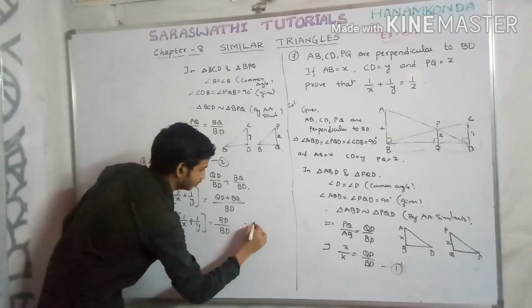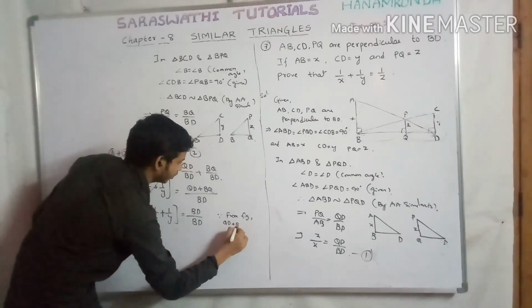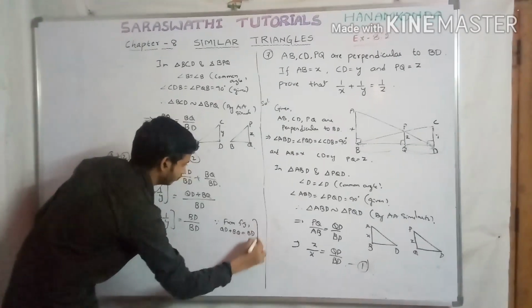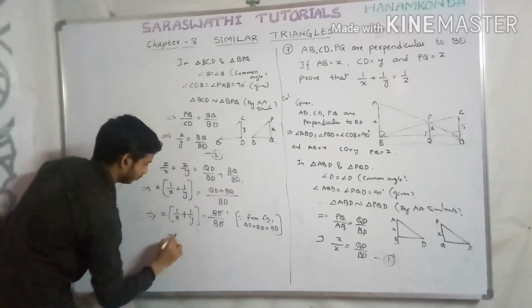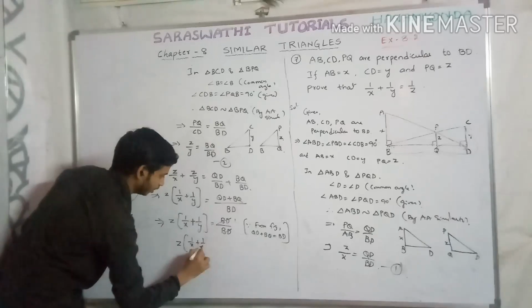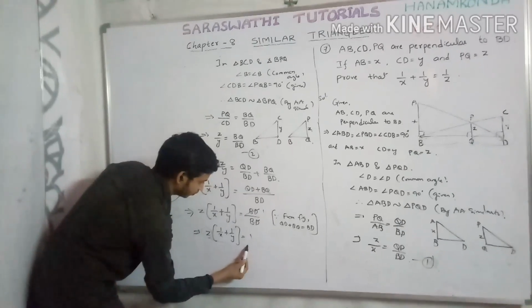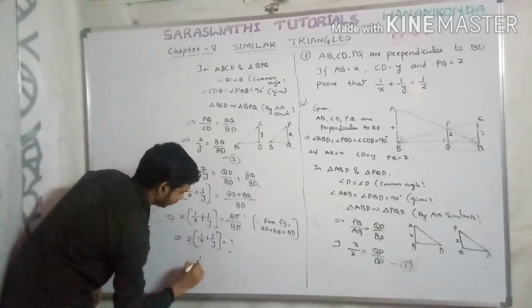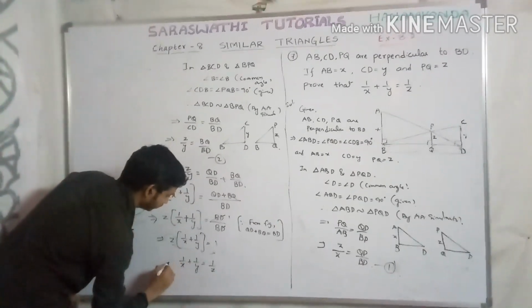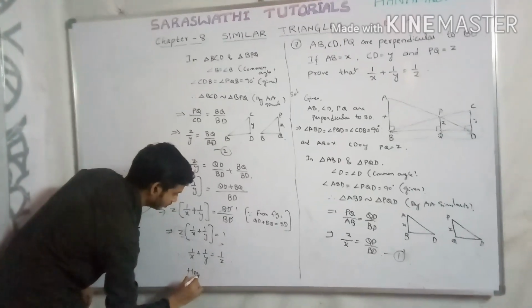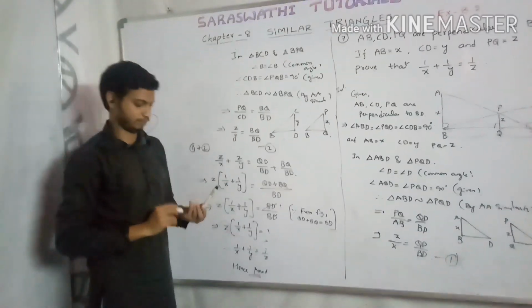From the figure, QD plus BQ value is BD. So BD by BD gets cancelled, that means 1. So Z into 1 by X plus 1 by Y equal to 1. Z shifts to the right side and gets divided, then 1 by X plus 1 by Y equal to 1 by Z. So this is the required proof, hence proved. We shall discuss the next question.